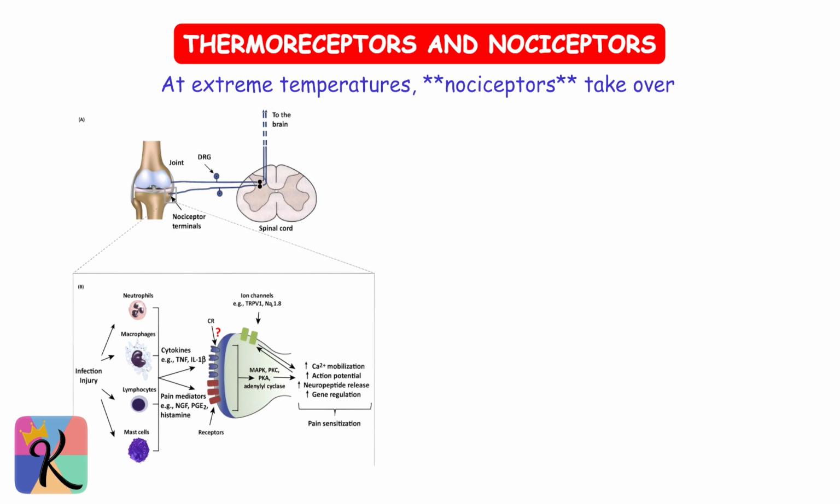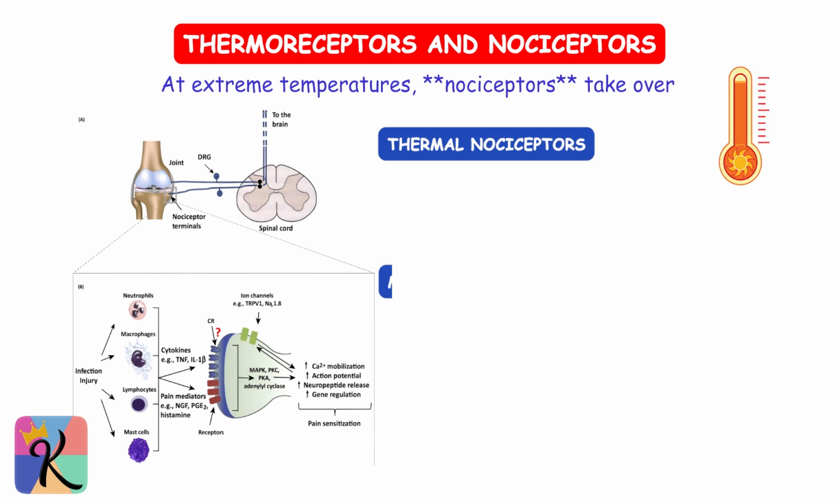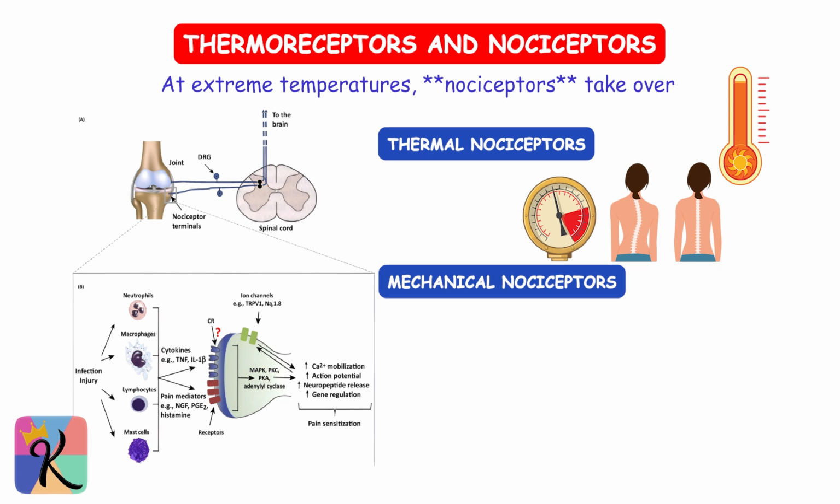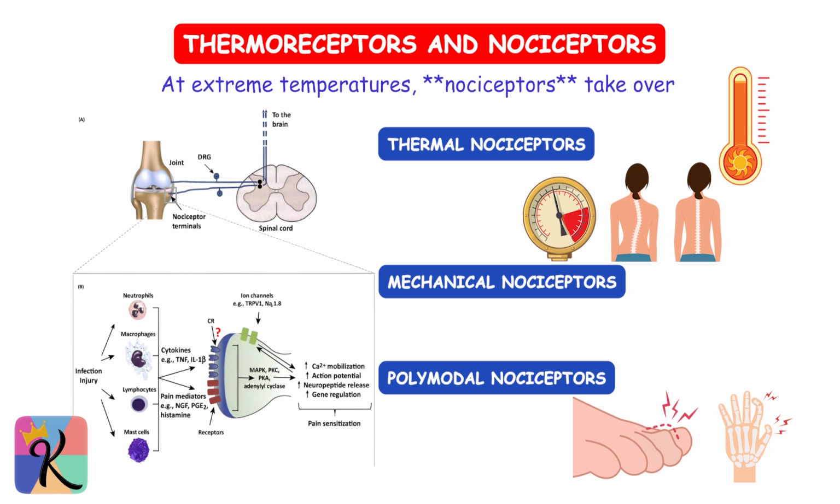There are three main types: thermal nociceptors, which sense extreme temperatures, mechanical nociceptors, which respond to excess pressure or deformation, and polymodal nociceptors, which can sense a combination of different harmful stimuli.